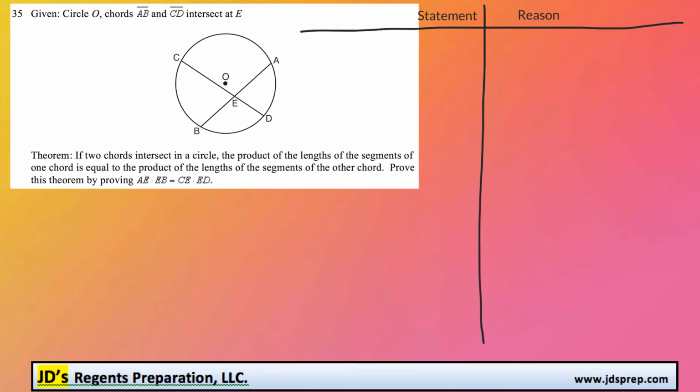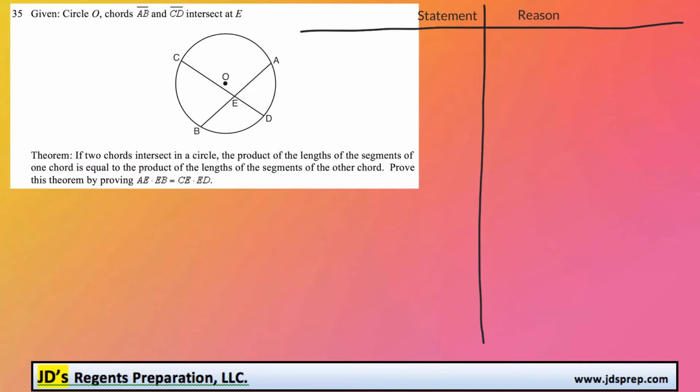This is question number 35 from the August 2016 Geometry Regents exam. So we've got a proof to do in this problem. What we're trying to show is to prove that the product of AE times EB is equal to the product of the distance CE times the distance from E to D. The strategy we're going to use is to create two triangles and prove that they're similar.